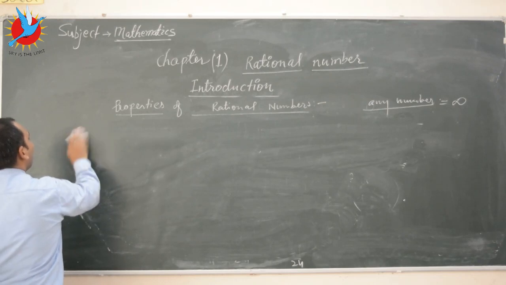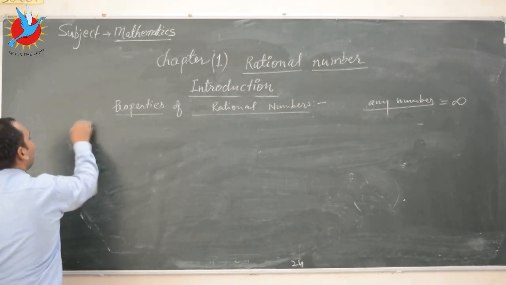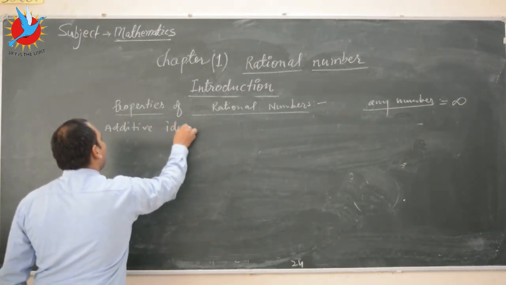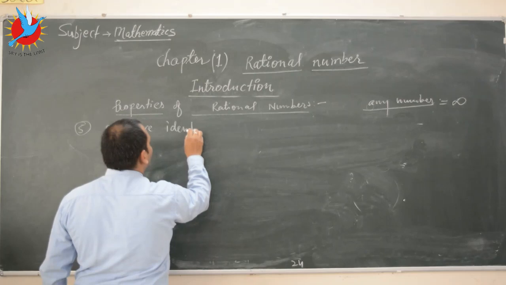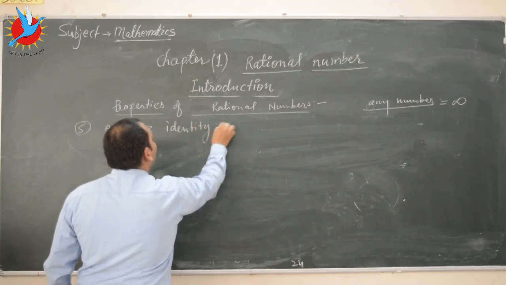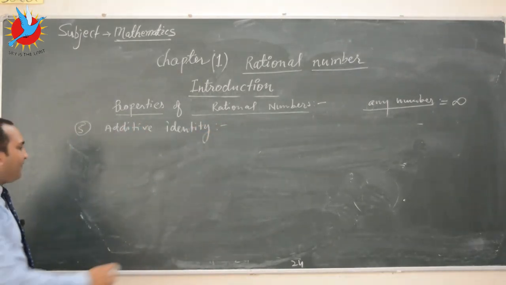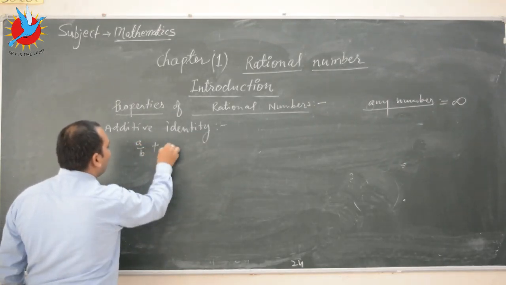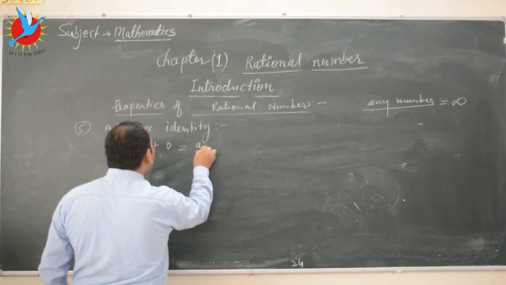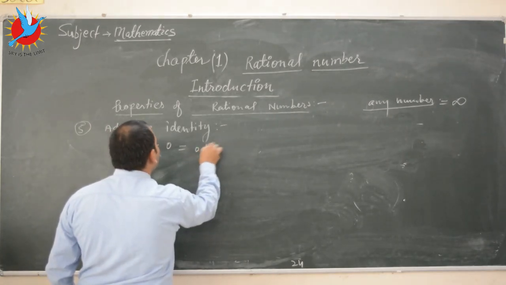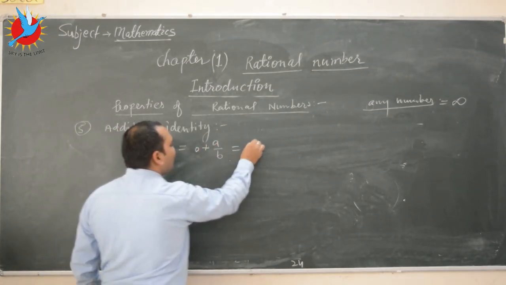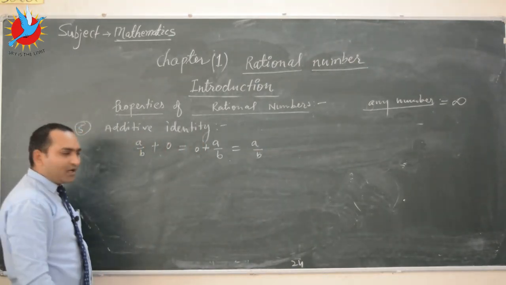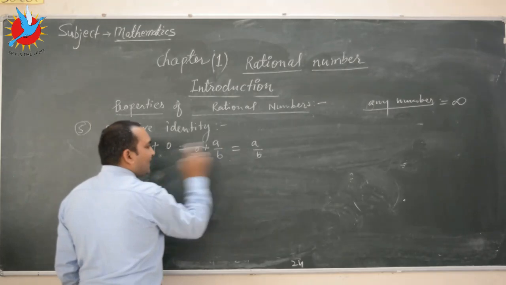Next, fifth one, additive identity. In any rational number, if we add 0, consider a upon b plus 0 is equal to a upon b, or 0 plus a upon b, which is always equal to a upon b. If we add 0 in any rational number, the result is the same rational number.